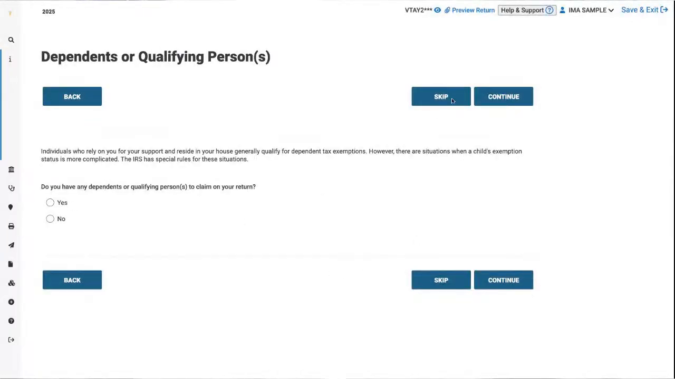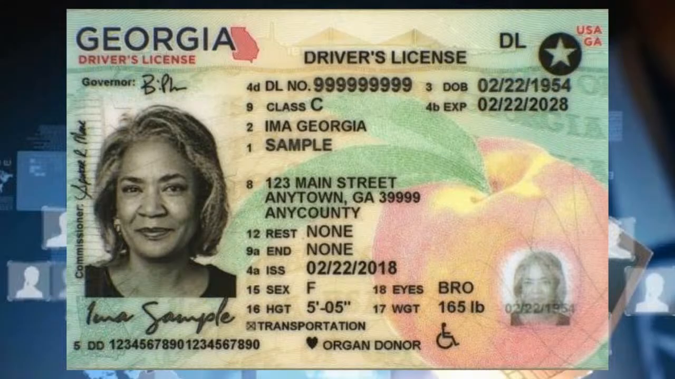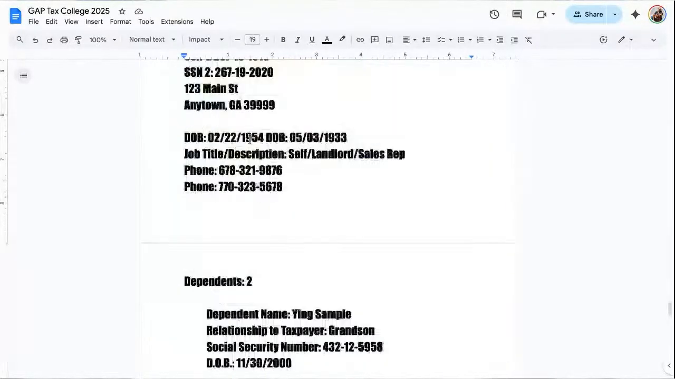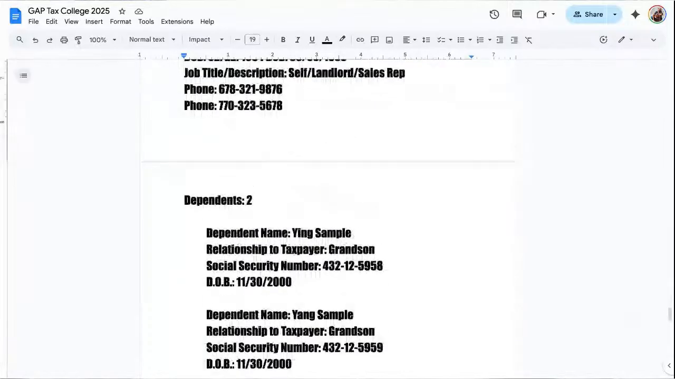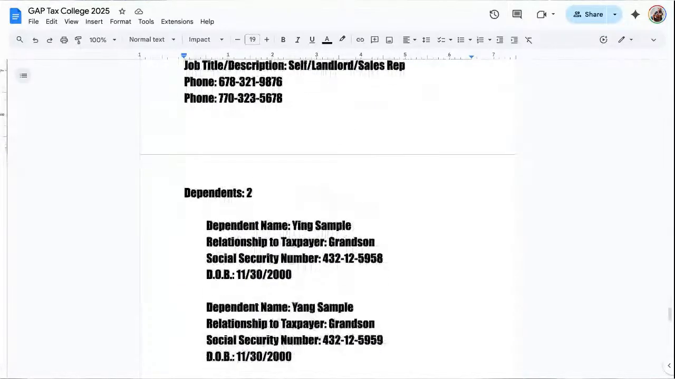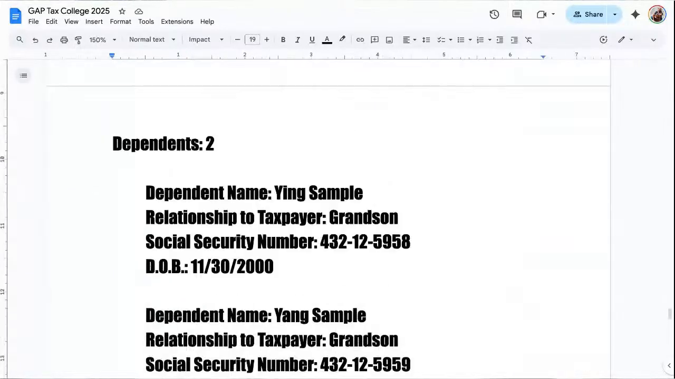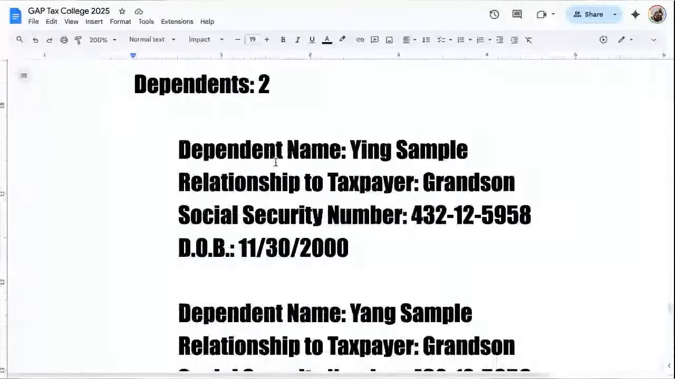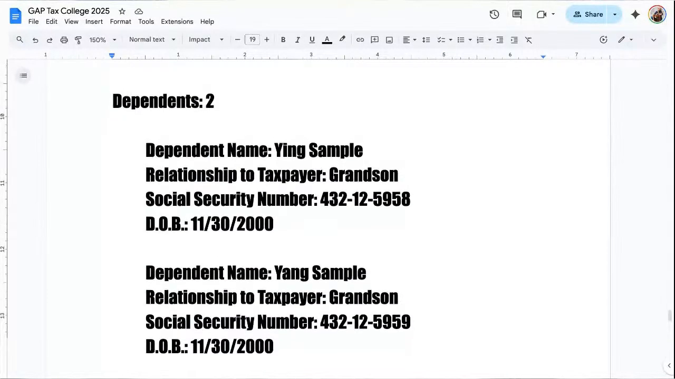And do they have any dependents? Well, let's check the records. Does she have any dependents? What does she provide for us on our intake sheet? Looks like, oh, there's two dependents. We've got Yin and Yang, her grandkids. Yin and Yang, y'all. We've got Yin and Yang for the grandkids.